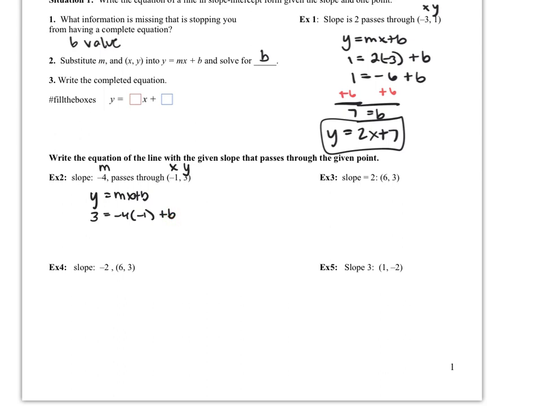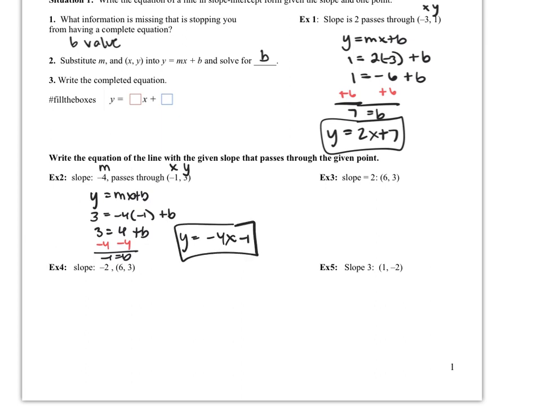Now I'm going to solve for b. So -1 times -4 is +4, and then to get b by itself, b is being bothered by 4, so I'm going to minus 4 from both sides. So I end up with -1 equals b. So now I know the two ingredients. I know that b equals -1 and that the slope is -4. So this means my final equation is y equals -4x minus 1.